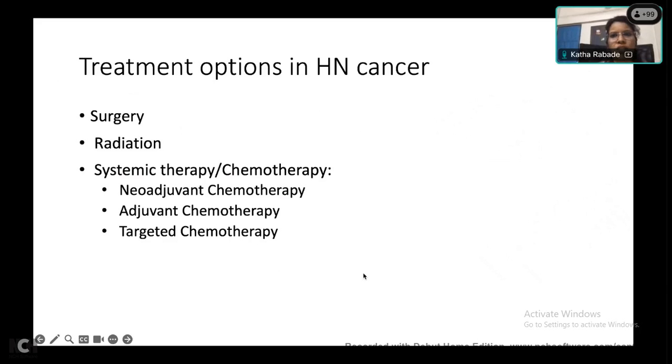So the treatment options that are available for head neck cancers are surgery, radiation, and chemotherapy. Chemotherapy can be given before the surgery, that is neoadjuvant chemotherapy, or it may be given as adjuvant chemotherapy. In extensive tumors, even targeted therapy is used.